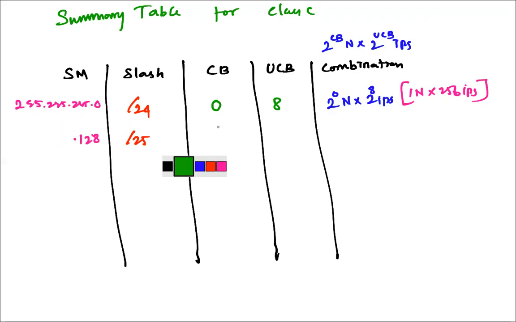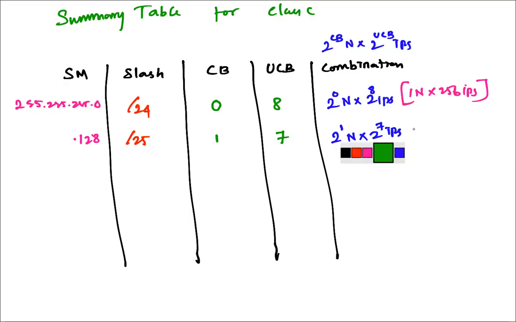What is the changed bit? 1 bit changed. What are the unchanged bits? 7. What is the combination in 2 powers? 2 power 1 networks into 2 power 7 IPs. So what is the combination? 2 networks into, because 2 power 1 is 2, and 2 power 7 is 128. 2 networks into 128 IPs.